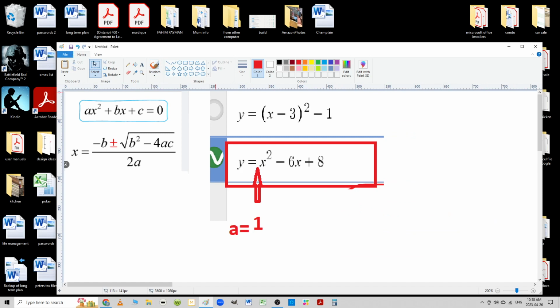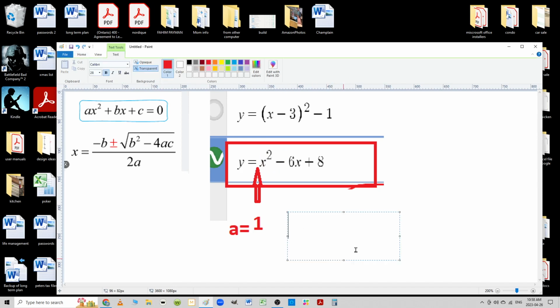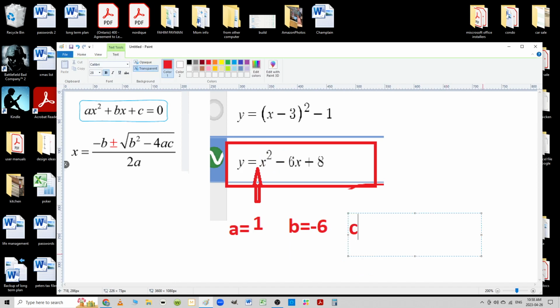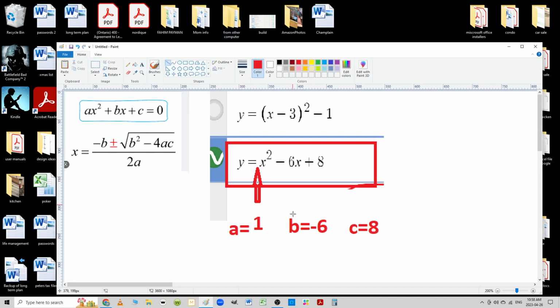So A is always the number in front of x squared. Then B is always the number in front of x. So in this case, B is equal to minus 6. And then finally, the numerical value, which sometimes is not there. Sometimes there's no number there, and C would be equal to 0. But in this case, C is equal to 8. So we discover this connection here. B is this number, C is this 8, and A is this invisible 1 in front. Now, if it was a negative number, you put the negative in there.